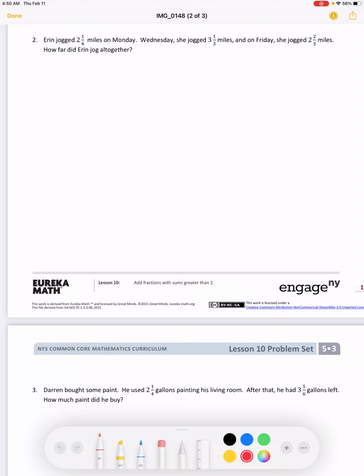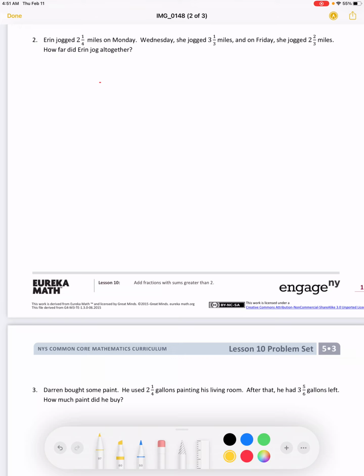Okay? This particular problem says Erin jogged 2 1/4 miles on Monday, Wednesday, and then she jogged 3 1/3 miles, and then on Friday. I'm sorry. Hold on. Let me start over. Erin jogged 2 1/4 miles on Monday. And then Wednesday, she jogged 3 1/3 miles. On Friday, she jogged 2 2/3 miles. How far did Erin jog all together? Look at some clue words to help you understand what kind of math operation you're going to do. Do you see any?